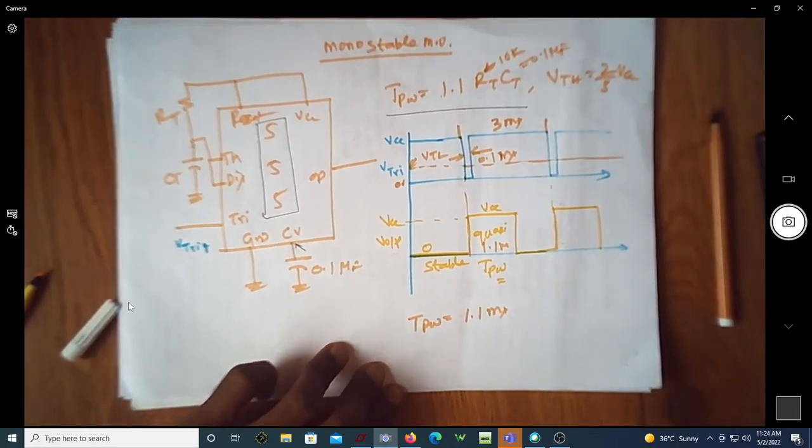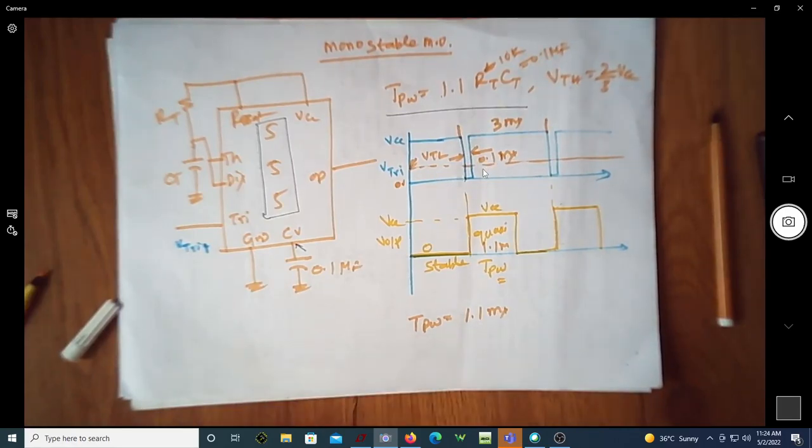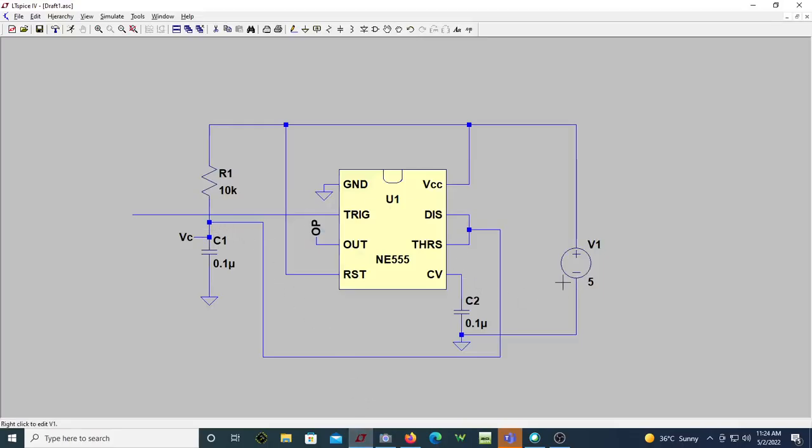So I have to apply a trigger signal whose overall time is 3 millisecond, whereas its off time is hardly 0.1 millisecond. So the on time has to be 2.9 millisecond, and it has to have a minimum of 0 and a maximum of VCC. Let me go back to this schematic and take a source now. So this is my source. Let me edit the parameters.